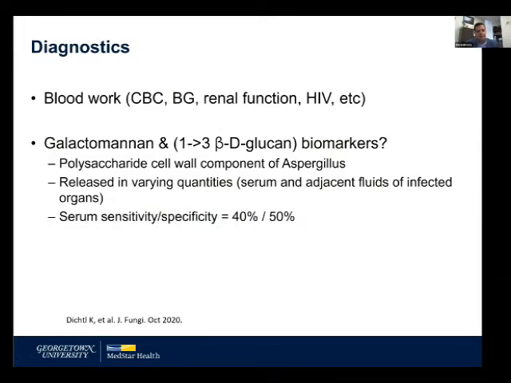We work these up with full blood work, evaluating for any potential immunodeficiency, hyperglycemia, et cetera. One of the biomarkers typically sent is galactomannan, and I think beta-D-glucan is often sent. These are polysaccharide cell wall components of Aspergillus, released in varying quantities in infected organs and serum. But with the sinuses, what we found is that it's probably not that accurate. It has a pretty low sensitivity and specificity, much less than in lung and other organs. So I don't think we can hang our hat too much on this. It's probably more helpful when there's concern for disseminated disease.